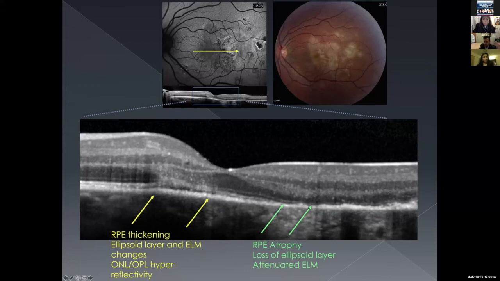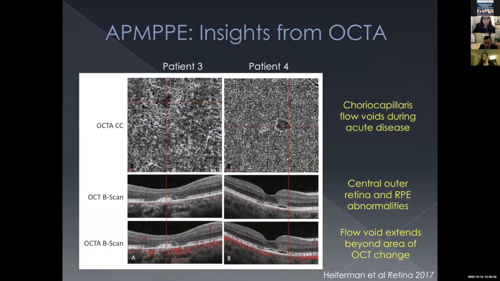But what's interesting is that if you have your ELM and it's intact, sometimes you'll see a return of the ellipsoid layer over time. And there's been some recent literature reported by Amani Fawzi and a number of other groups that have looked at OCT angiography. One of the underlying questions is whether these cream-colored lesions represent areas of just inflammation or areas that are related to vascular inflammation.